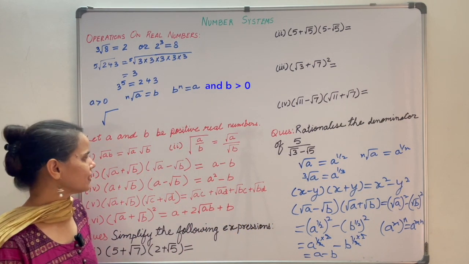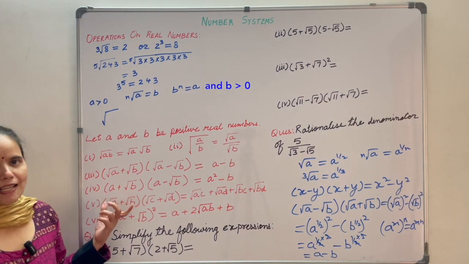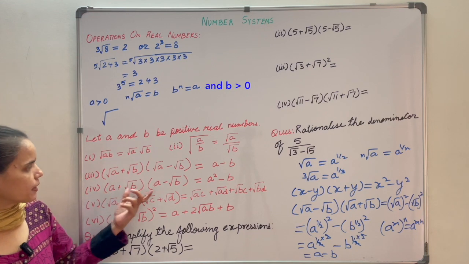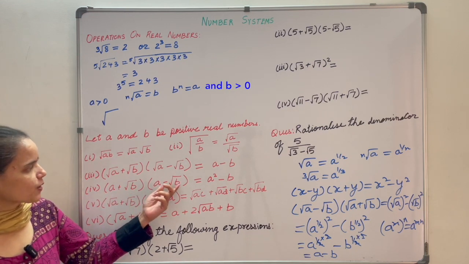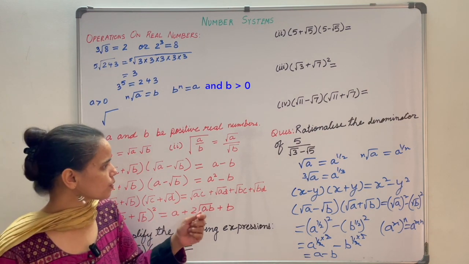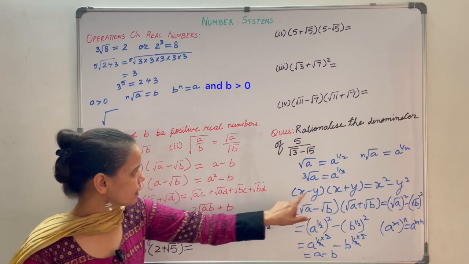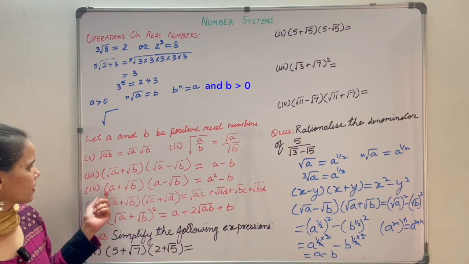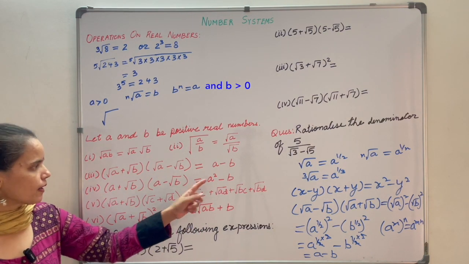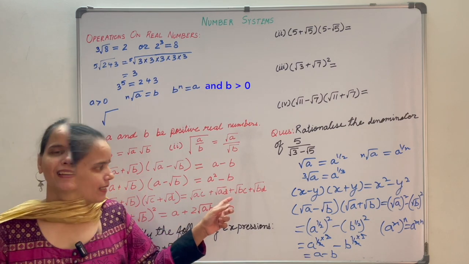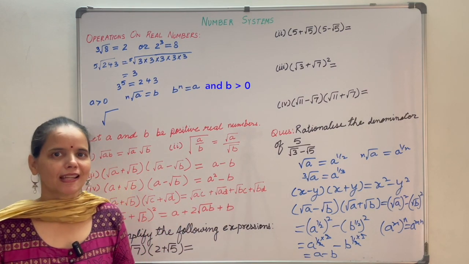Now let us take the next identity. Here inside the brackets you have a plus square root of b, which is multiplied to a minus square root of b. This is also inside the brackets. So using this same identity, you will get it as a square minus b. You have to take the square of a, so you will get a square minus sign and square root of b is b.